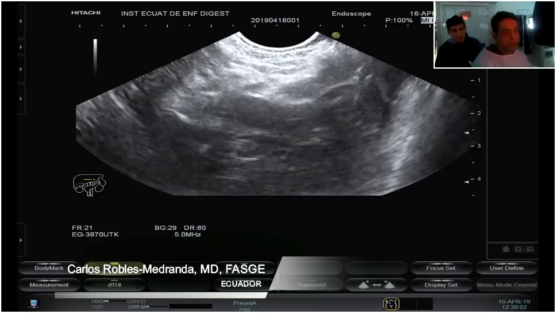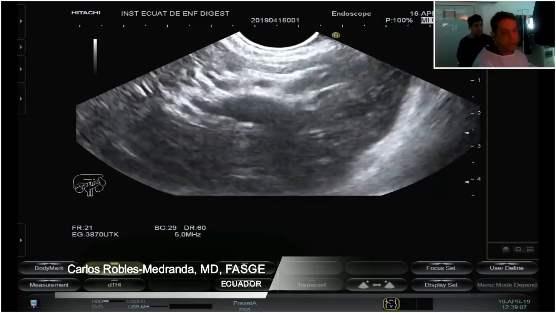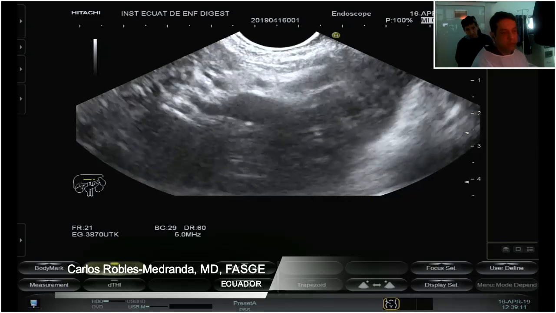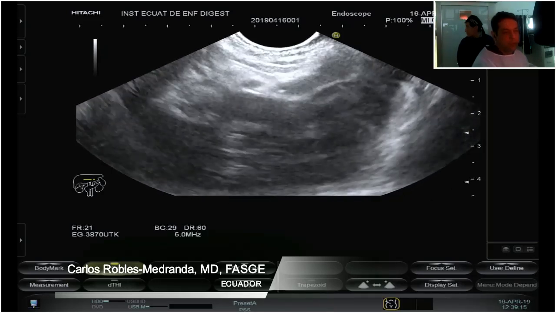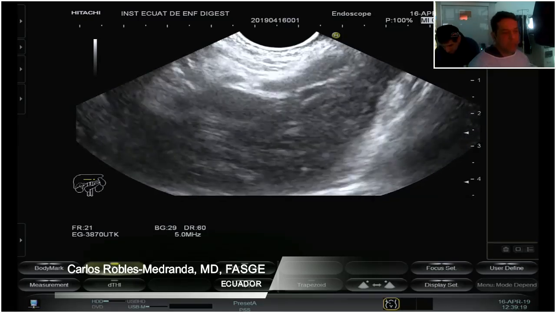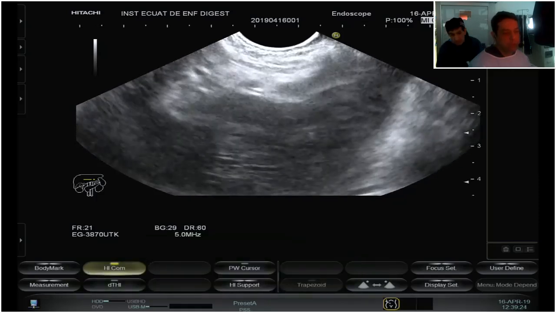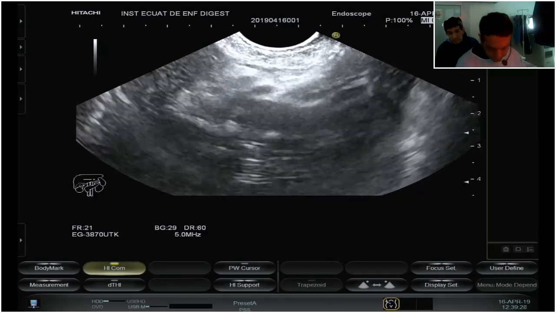So good afternoon. This is a very nice case today I would like to share with you. This is a 26 years old woman with a history of epigastric pain, with irradiation to the back, and a history of gallbladder surgery, 6 years before.